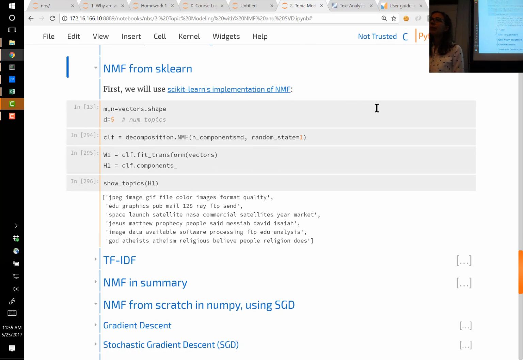Scikit-Learn has a built-in NMF that we'll use first. That's in the Scikit-Learn decomposition module, which we imported above. As I mentioned, we're telling it how many components we want, so that's a decision we have to make. When we do our classifier fit_transform, that will return the W, and we can get H, which is stored in the components attribute on our classifier.